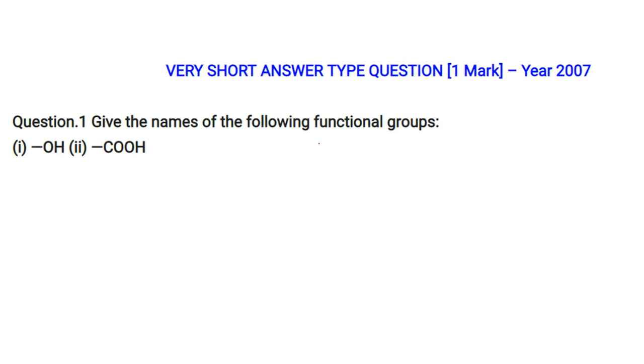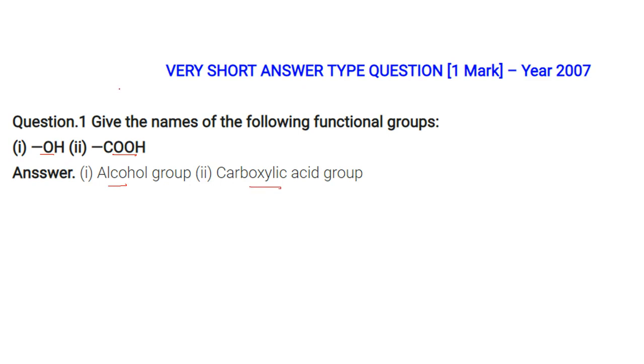Give the names of following functional groups. OH is alcohol group. COOH. This is a carboxylic acid group.